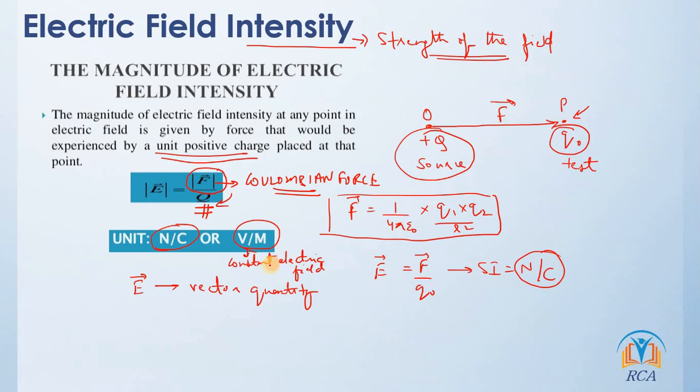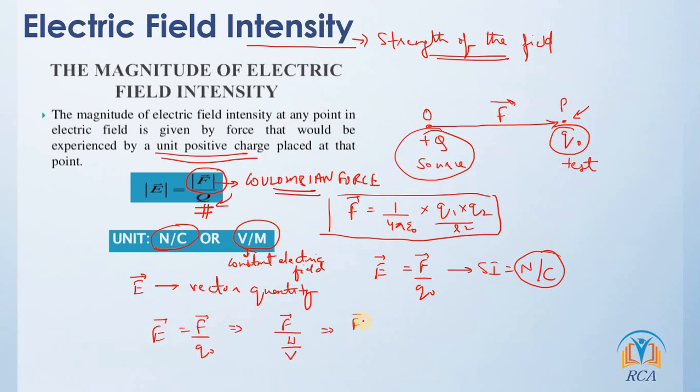Now how do I acquire this particular unit? It's a pretty simple thing. E is given by F over Q naught, right? Now, as per the electric potential concept, we can write Q is equal to V over W. Q is equal to what? It is W over V, my bad. It's going to be equal to W over V, which is work done per unit potential, right?